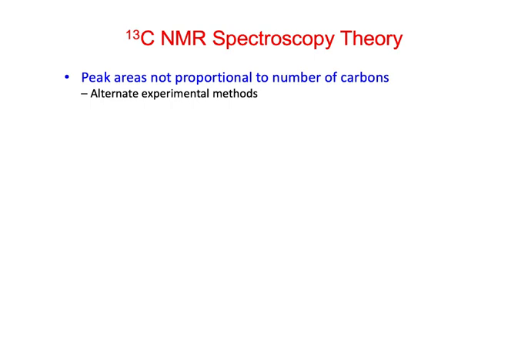So we can run the experiments in different ways to either benefit from NOE and things like that, or to run it so there is no NOE. So we could get away from that effect if we want to. Okay, so the first one that we'll talk about is called inverse gated decoupling.